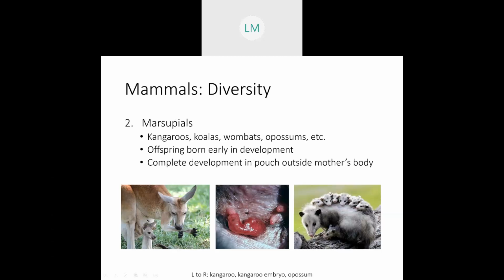This is a kangaroo that is inside the pouch, going to complete its development inside the pouch, like this little joey here. We only have one species of marsupial in North America. It's the Virginia opossum. So this one right here, this is our only marsupial in the United States. But a lot of these marsupials we see in the Australian continent.